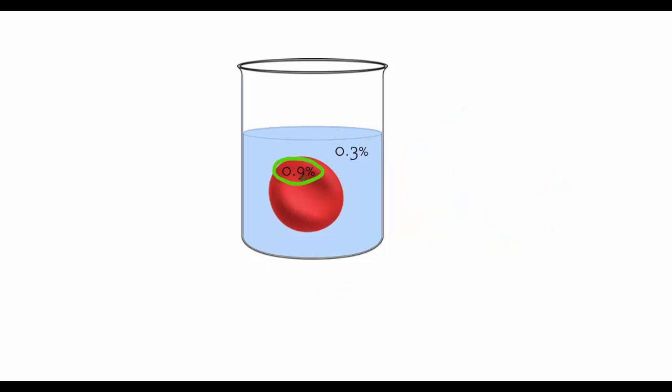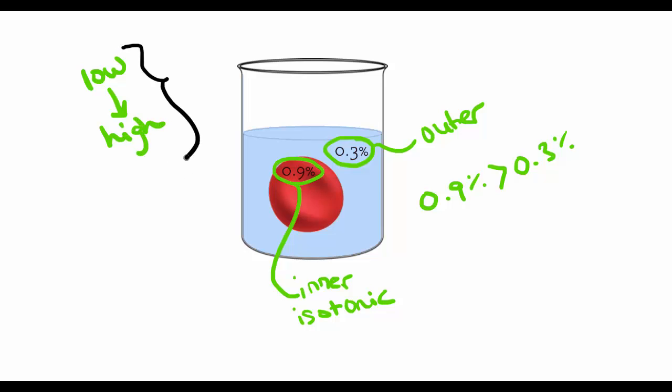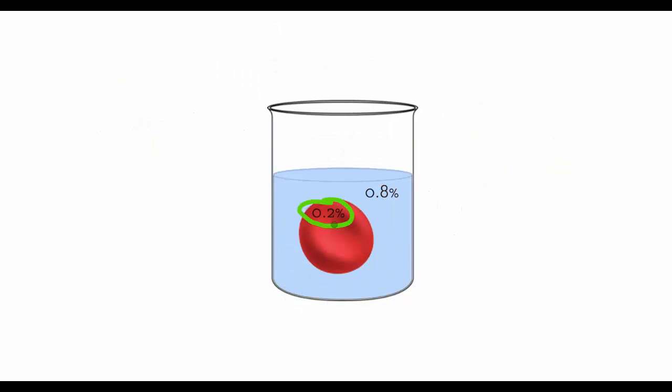Here's another example. We know that 0.9% is greater than 0.3%, just as much as we know that 4 is greater than 2, right? The cell, this time, contains the high solute concentration. The environment is therefore hypotonic, meaning there is a lower solute concentration outside the cell. Water will rush into the cell because it's going from a low to high concentration, causing the cell to possibly burst.